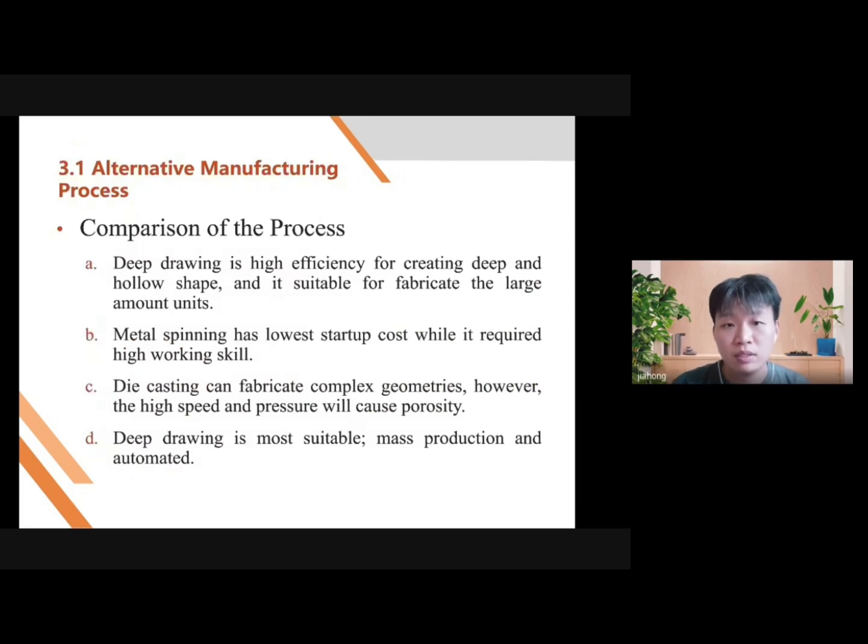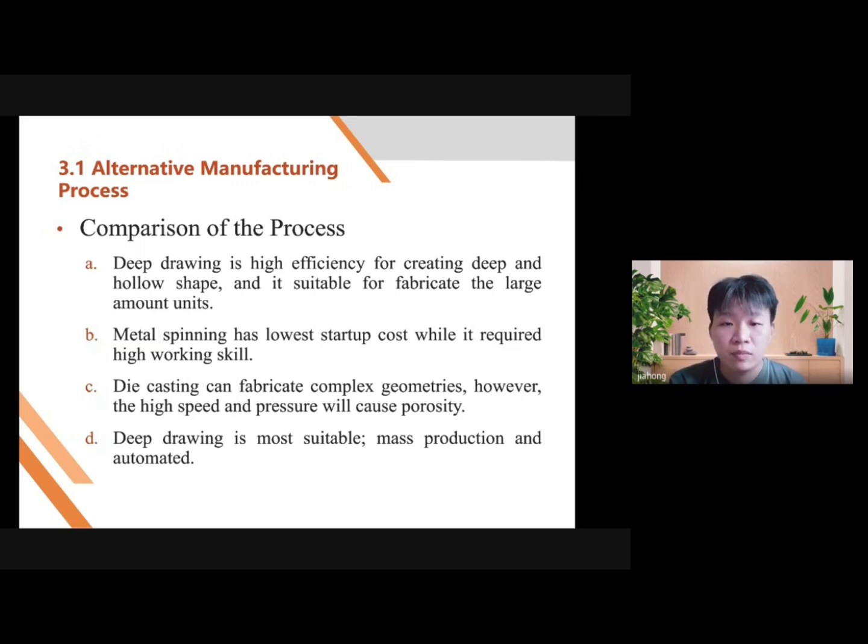Next is the comparison of the processes. Now we have these three alternative processes. We need to choose the most suitable process for our fabrication of the inner pot. We know that deep drawing is an automated process, which means it is highly efficient for creating deep and hollow shapes, so it is suitable for fabricating a large amount of identical units. For metal spinning, it has the lowest startup cost, while it requires a very high working skill.